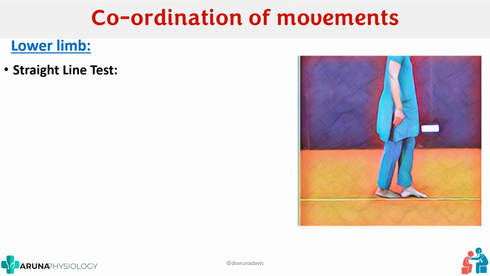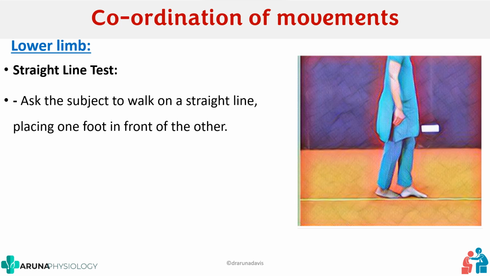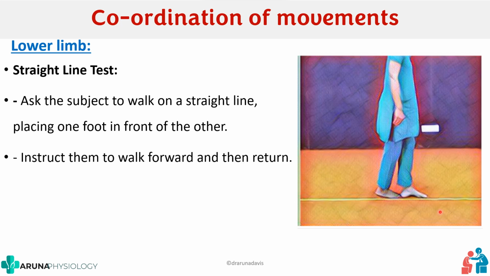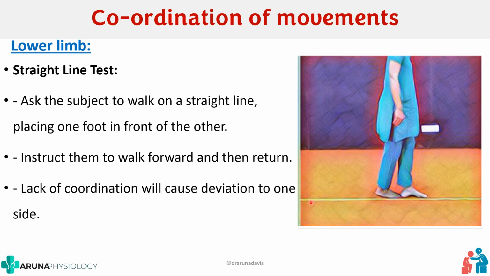So this test is pretty straightforward. You ask a subject to walk on a straight line, placing one foot in front of the other. You can see that this is a straight line. They have to walk forward and then return along this straight line. If there is an abnormality or a lack of coordination, there will be deviation to one side. The person will not be able to walk on a straight line.